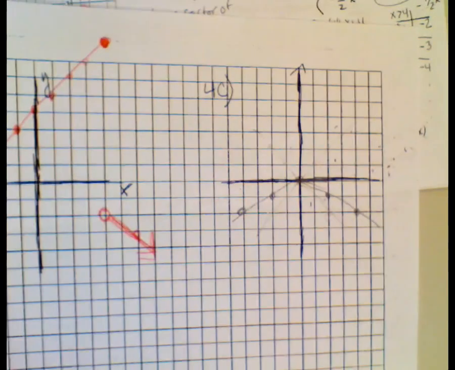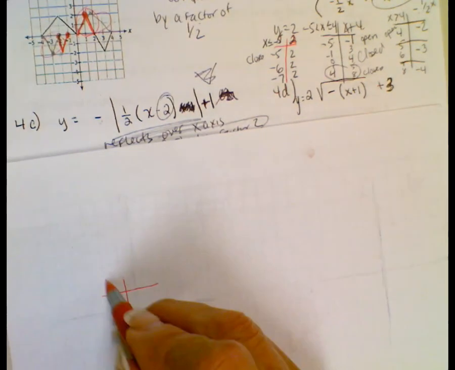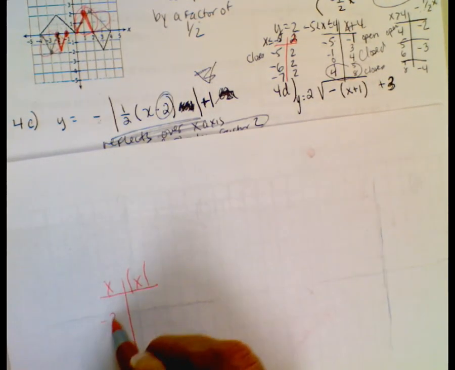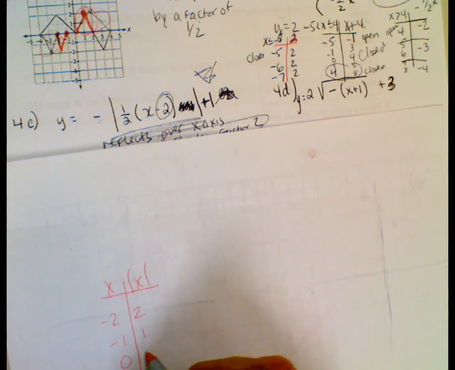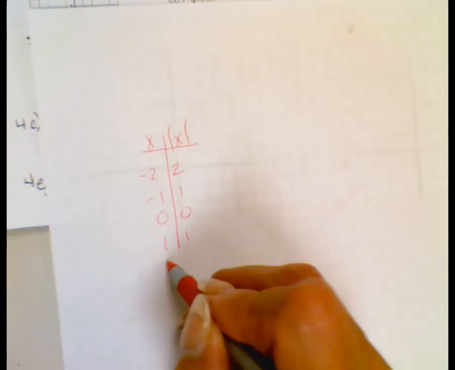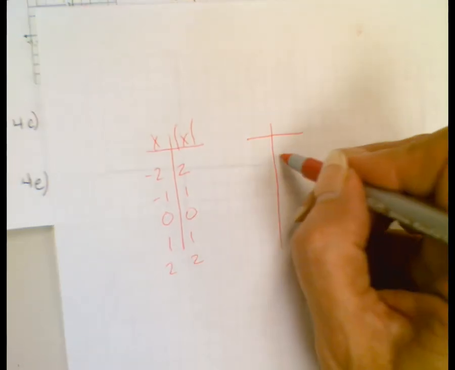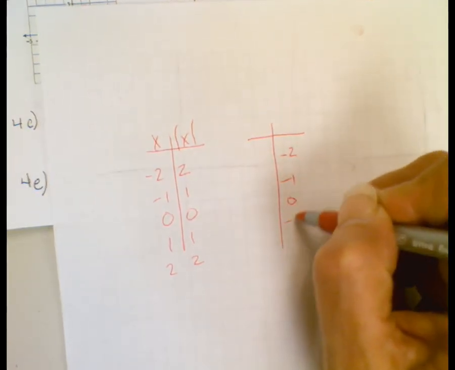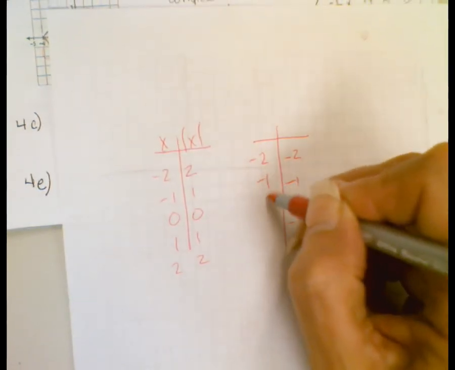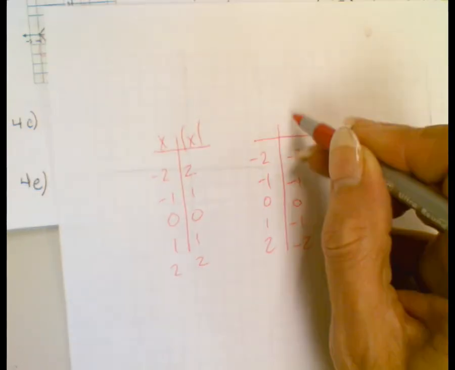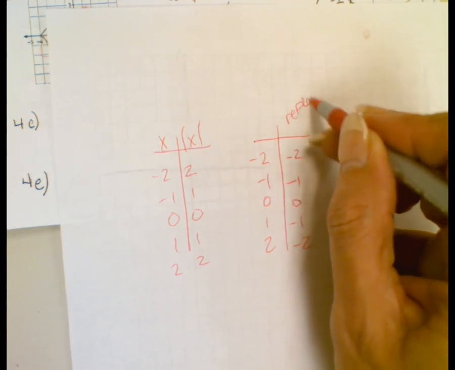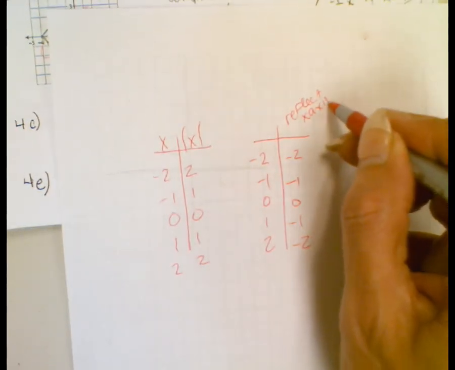If you want me to show that with t-table points, here's what we're at. In the absolute value, you have negative 2, 2, negative 1, 1, 0, 0, 1, 1, and 2, 2. So the first thing I did was reflect it over the x-axis, which changed all of my y's. X's stayed the same. Reflect over the x-axis, change y's.